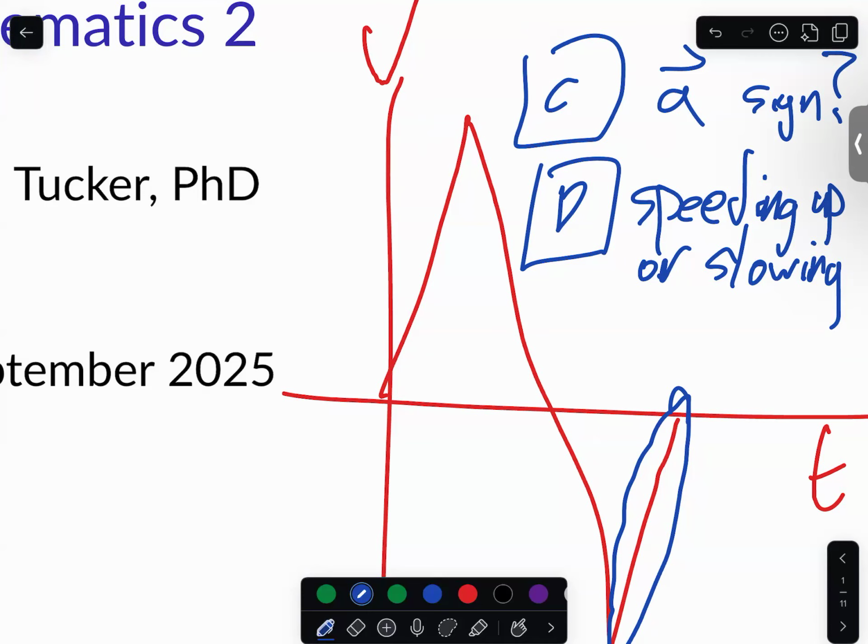Okay, let me follow this up. Acceleration is the slope of velocity. Is this a positive or a negative slope? Positive. Positive acceleration. What's a negative acceleration look like? Shoop. Here's a negative acceleration. Here's a zero acceleration. Here's a positive acceleration on a velocity graph.